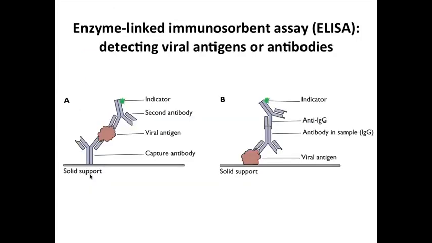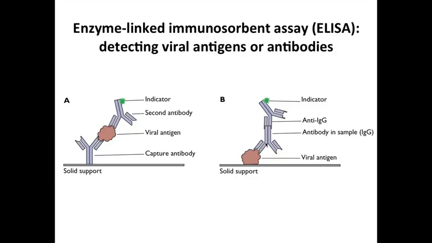Another use of antibodies is the ELISA, enzyme-linked immunosorbent assay. This is often used for rapid diagnostic tests as well as other research-based assays. And in this assay, we can either look for the presence of a viral protein in a sample, that's shown in A, or the presence of an antibody in a sample.